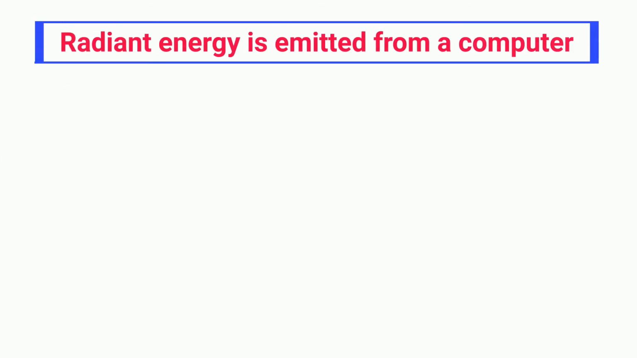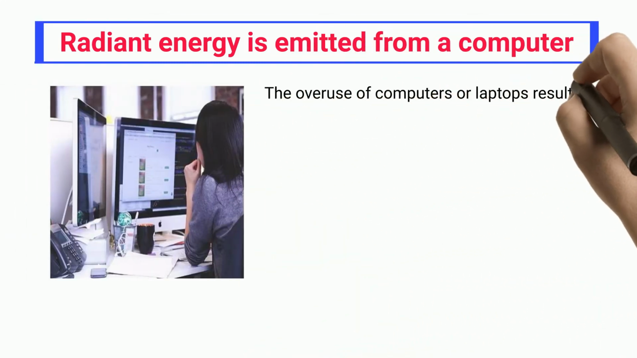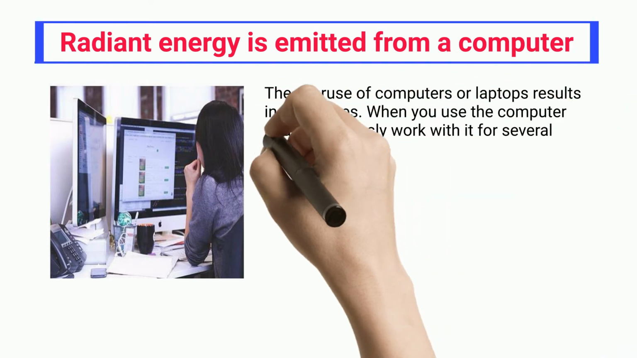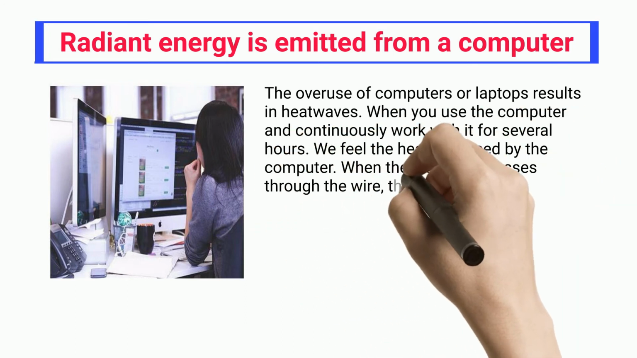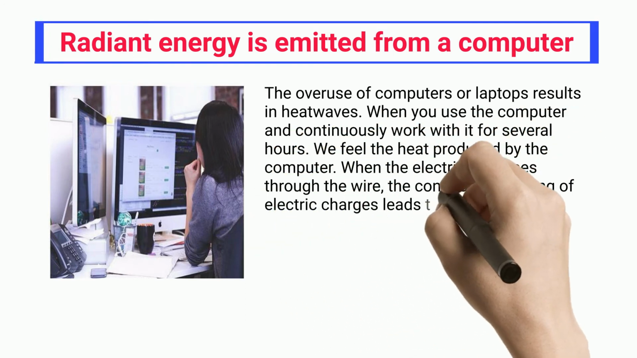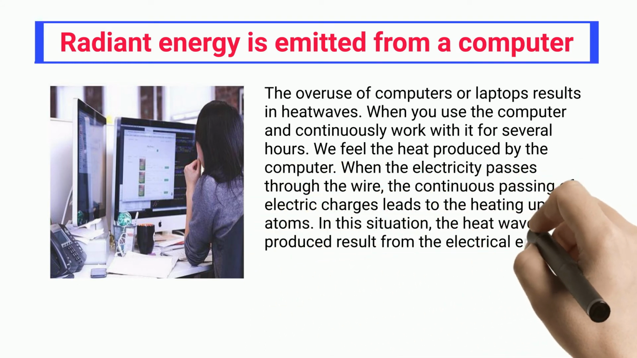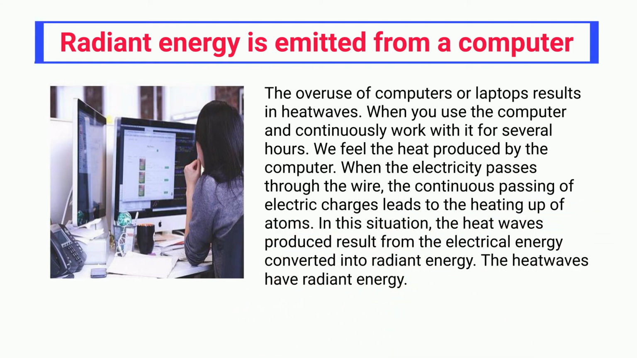Radiant energy is emitted from a computer. The overuse of computers or laptops results in heat waves. When you use the computer and continuously work with it for several hours, we feel the heat produced by the computer. When the electricity passes through the wire, the continuous passing of electric charges leads to the heating up of atoms. In this situation, the heat waves produced result from the electrical energy converted into radiant energy. The heat waves have radiant energy.